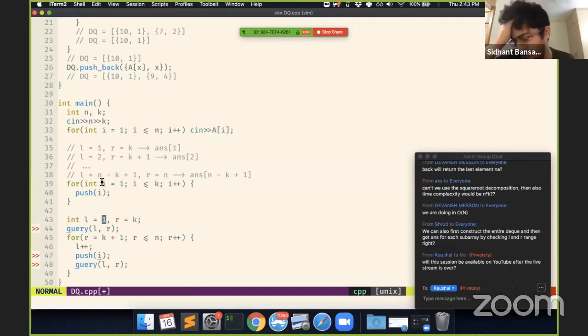So the question that Shruti was asking, we are constructing the DQ on the go. You can see that here also I'm pushing in elements.